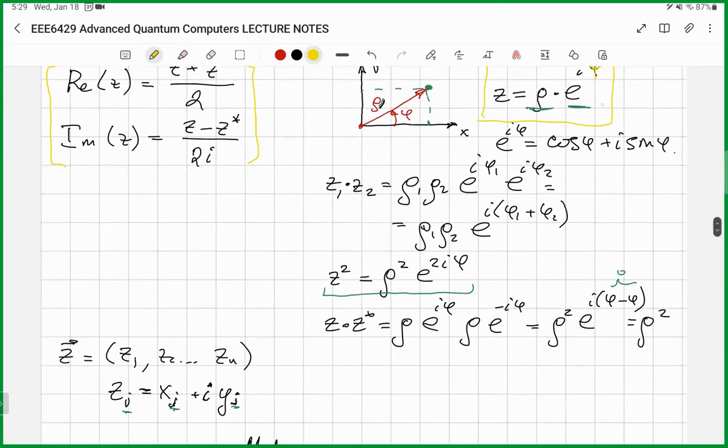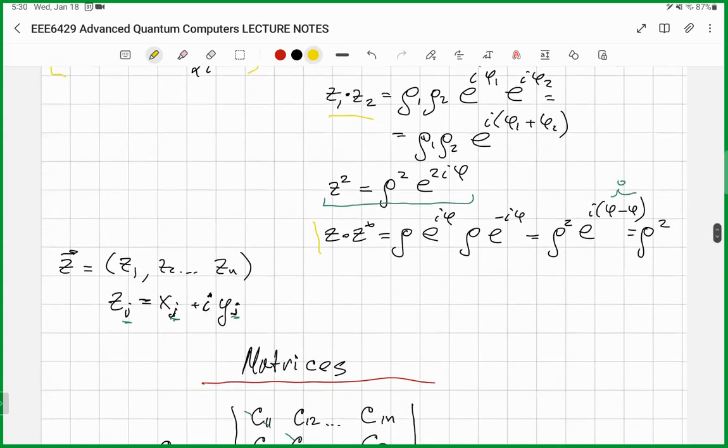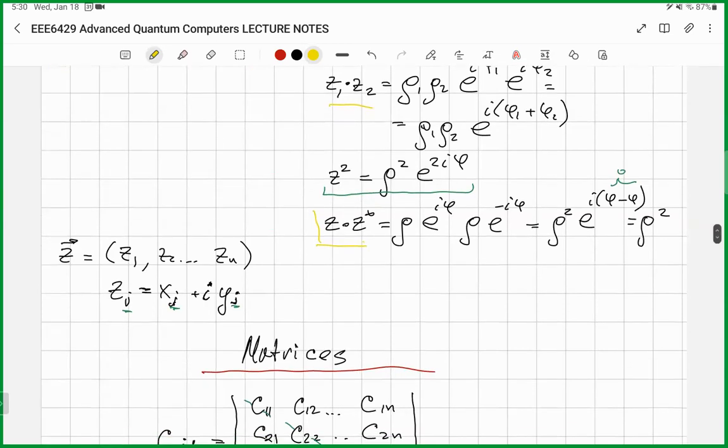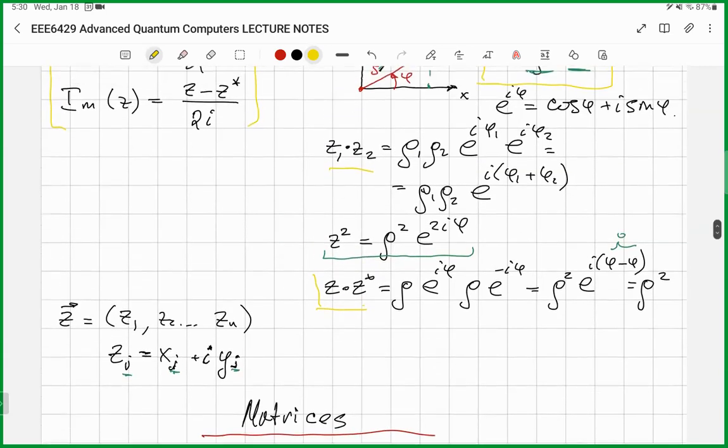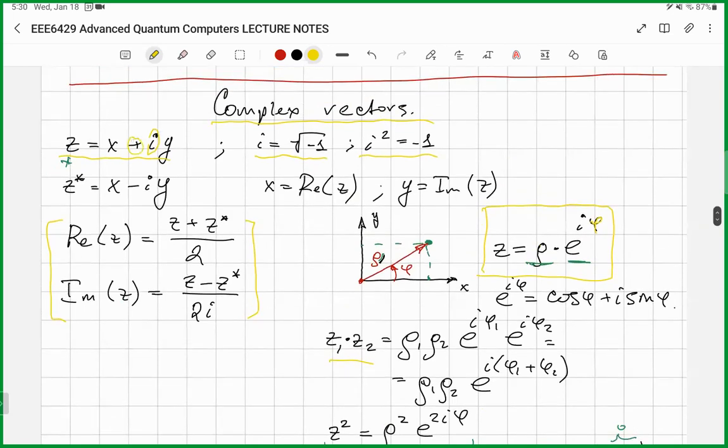And this exponential representation is very useful for finding any combinations of these complex numbers, like the product of two, or taking the absolute value of a complex number. I remind you that the operation of taking the absolute value of a complex number consists in taking a product of the number with its complex conjugated version. And complex conjugation means changing the sign of the imaginary unit.